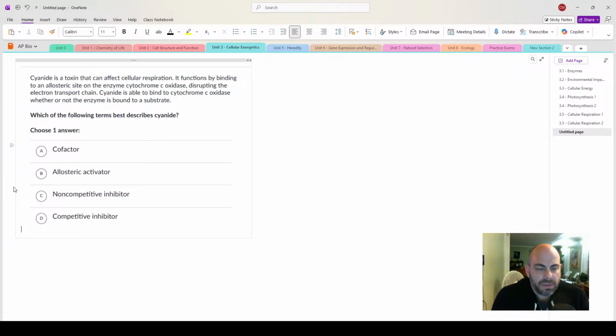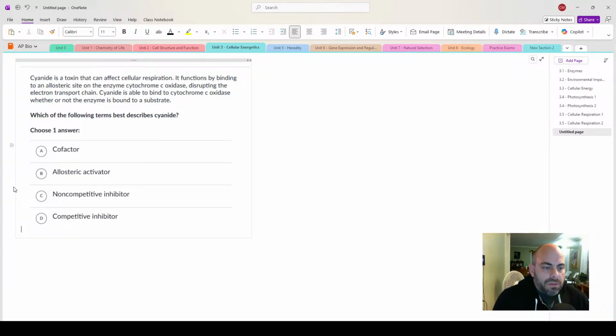I know you like to hear me kind of work through the question. So as soon as cellular respiration is mentioned, it's going to trigger certain things, right? And an allosteric site. Now I know that I'm looking at an enzyme, and I'm looking at this cyanide that changes the shape of that enzyme by binding to a site that is not the active site. And then I'm given some more information about the electron transport chain there.